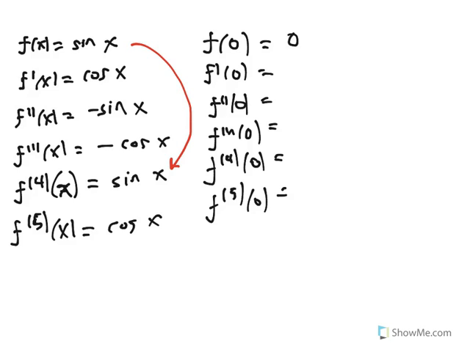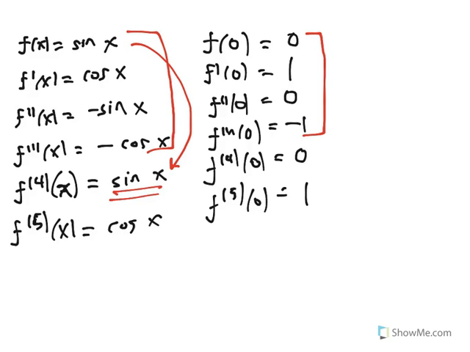Sine of 0 is 0, cosine of 0 is 1, so you have negative 1, sine of 0 is 0, and cosine of 0 is 1. And of course, again, the pattern repeats, so you have 0, 1, 0, negative 1, and that will just repeat, because the fourth derivative is the same as the original function. So that pattern of 0, 1, 0, negative 1 will continue to repeat.